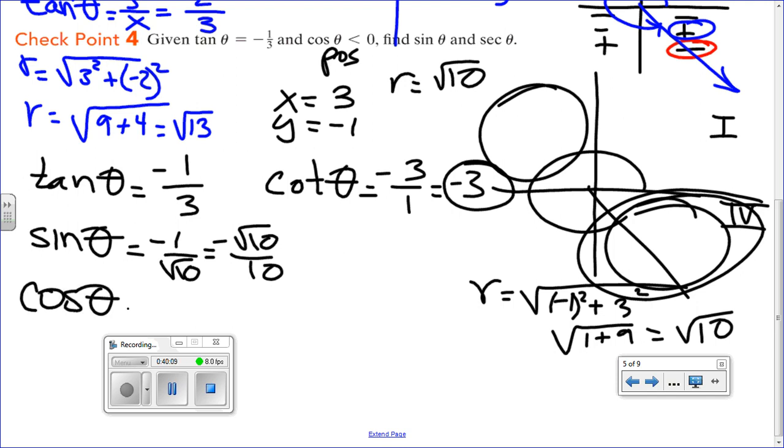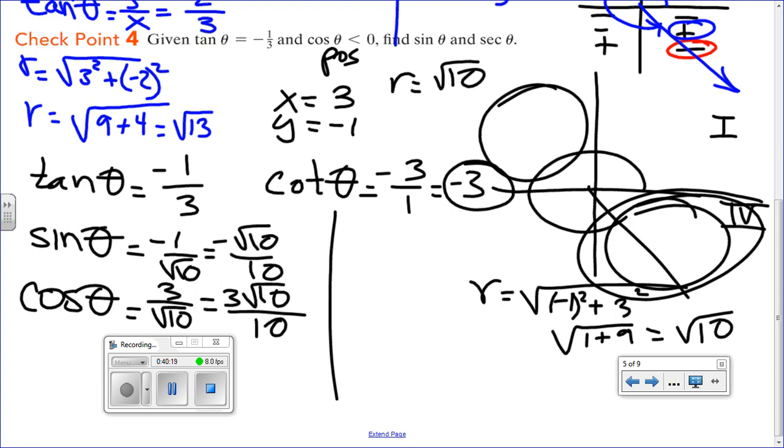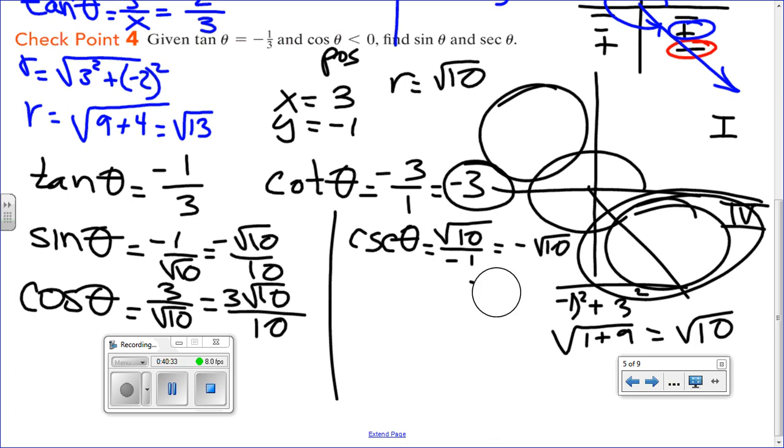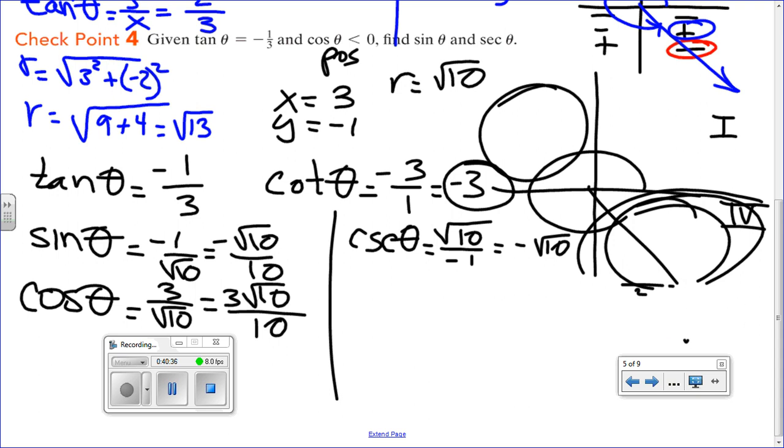Cosine is going to be positive 3 over the square root of 10, so that turns into 3 square root of 10 over 10. We have cosecant, which is the reciprocal of sine. Or negative. So square root of 10 over negative 1, or just negative square root of 10. Then we have secant, which is the reciprocal of cosine, and so that's going to be square root of 10 over 3.